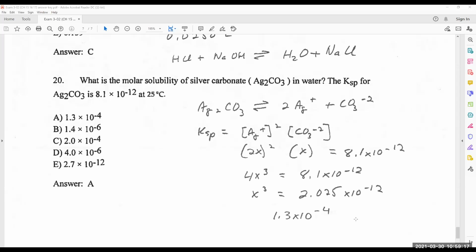So I was pleased to see most people were able to do that. So once again, if you weren't, just go back and take a look at your calculator and make sure you can do this. And if you did that correctly, you got 1.3 times 10 to the minus 4.